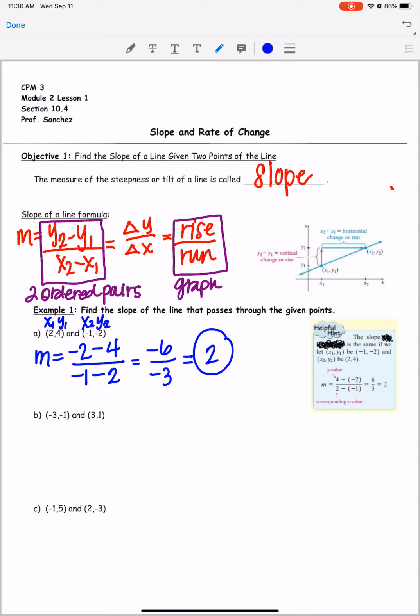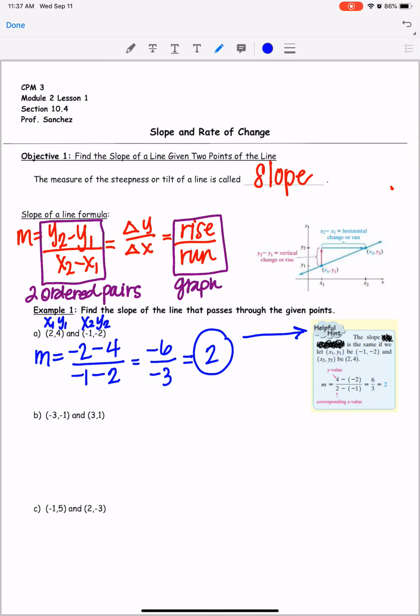Now this little helpful hint goes with part A. It says the slope is the same if we let x1, y1 be your other ordered pair. So they labeled this one the opposite way. Instead of it being negative 2 minus 4, they got 4 minus a negative 2, so that's opposite. Instead of negative 1 minus 2, they get 3 minus a negative 1. When they simplify, they get 6 over 3, which still gives you 2. So it does not matter how you label it, as long as your 1's are together and your 2's are together.